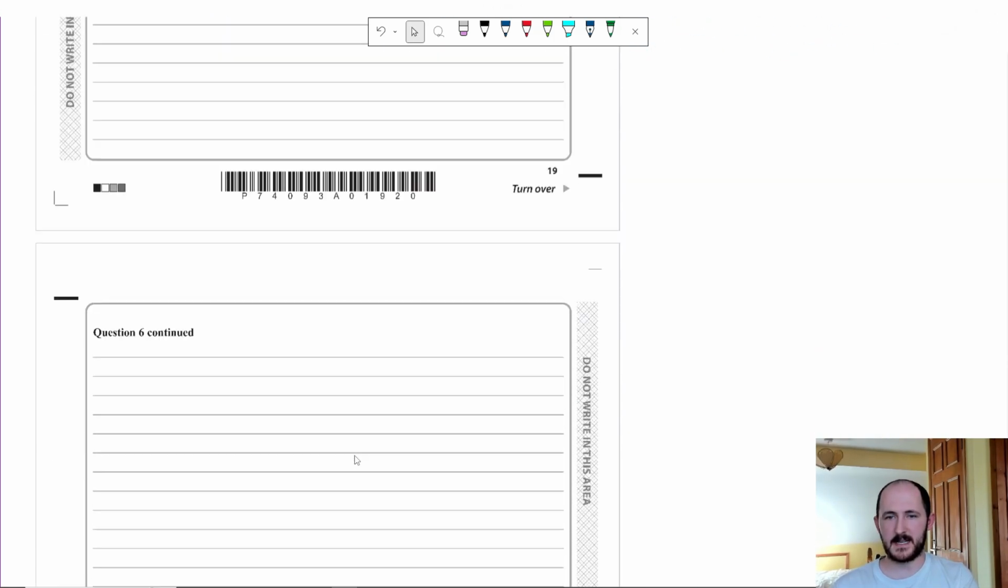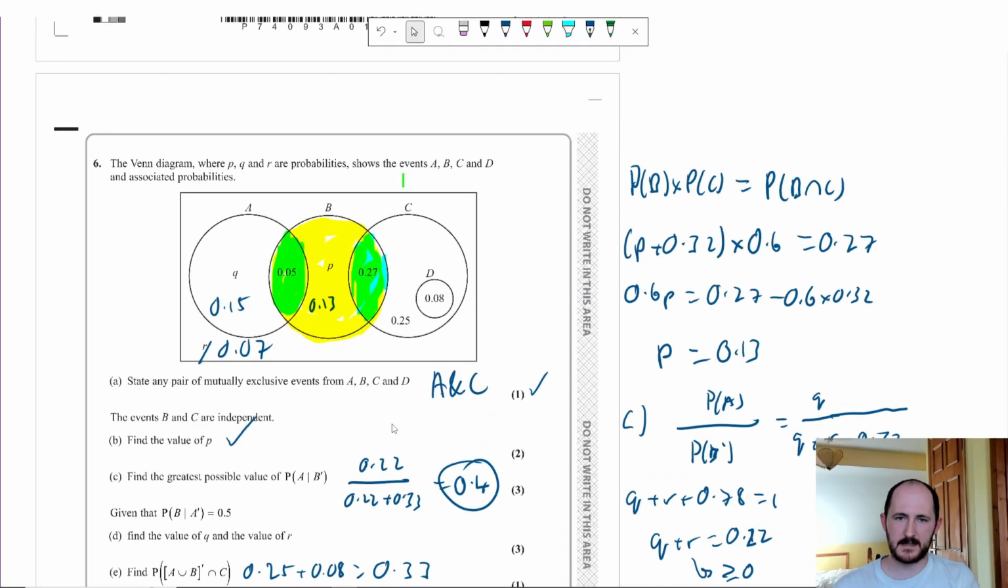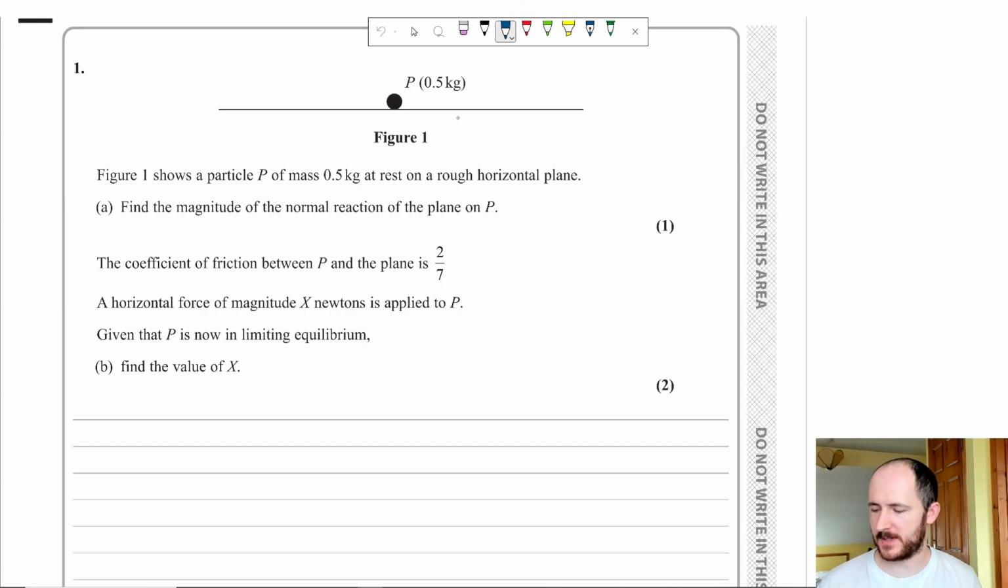That brings us to the end of the stats part. So we're going to move on to mechanics. As I mentioned, this is all going to be in one video, but hopefully that stats part was useful. And let's start with mechanics. Finally moving on to mechanics, which I prefer greatly, so let's get on with it.